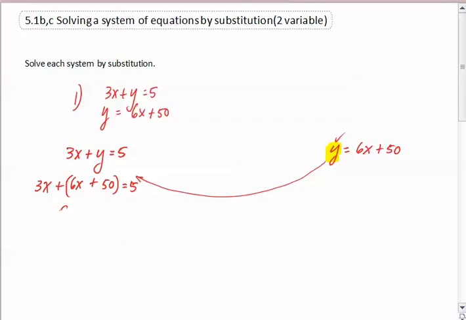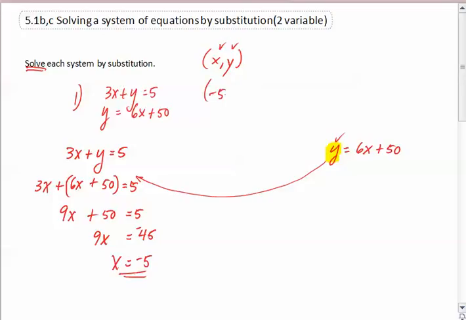Now I'm just going to go ahead and simplify, and I get this. Okay, and so I have 9x. I'm going to subtract 50 from both sides, and I get negative 45 on the right. Divide by 9 on both sides, and I get negative 5. Now, we know that to solve the system means to find, if it's possible, an xy coordinate point that will satisfy both of the equations, right? So I've got half of my answer right now.